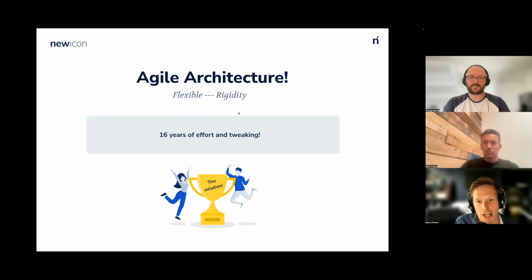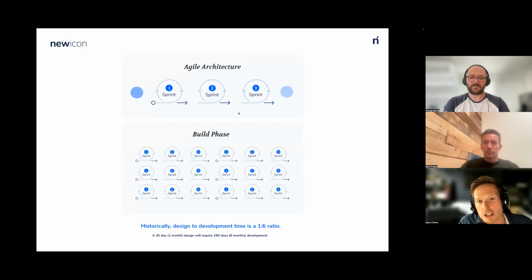We give ROMs. And this is basically a result of us working on this process and tweaking it over 16 years of effort. It's how we approach all our projects these days. So essentially, in a nutshell, if you look at a huge project overall, we would say, okay, we've split that down into an Agile architecture phase and a build phase.